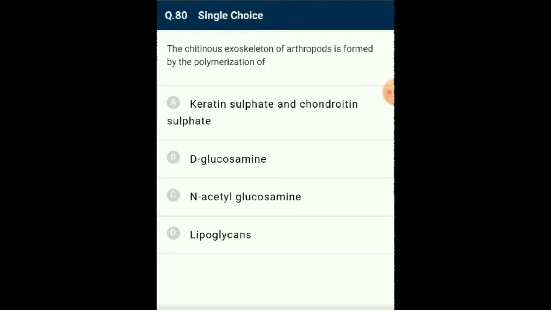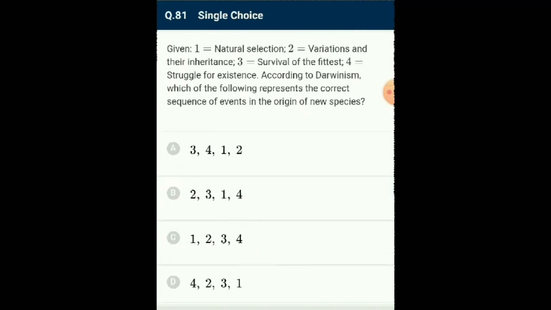Question number 80. The chitinous exoskeleton of arthropods is formed by the polymerization of N-acetyl-glucosamine. N-acetyl-glucosamine is a monosaccharide derivative of glucose. It is formed by the amide bond between glucosamine and acetic acid. So the answer for this question is option C, N-acetyl-glucosamine.